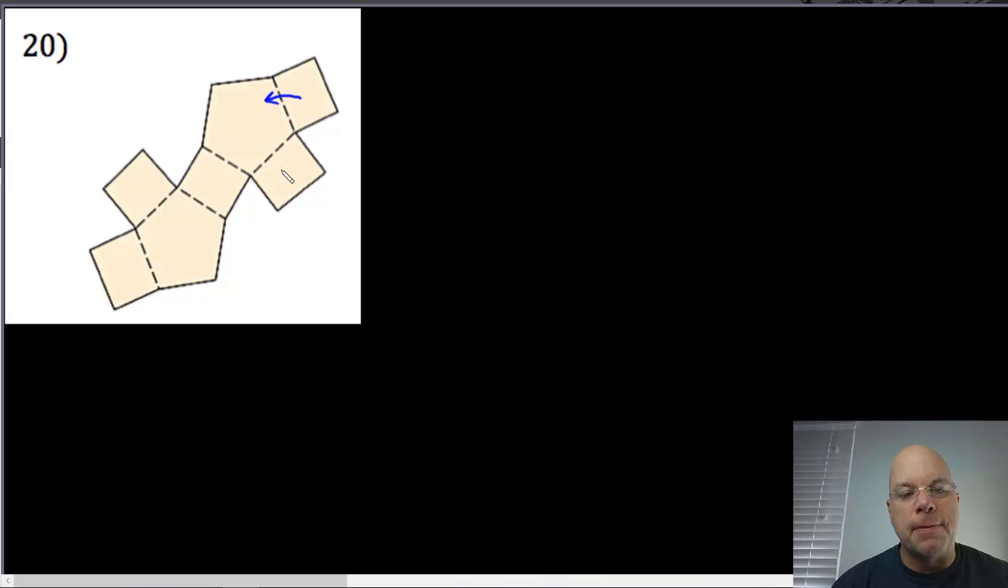Imagine if you folded up these rectangular faces and tried to create a polyhedron from this net. What polyhedron would you have? Would you have a prism? Would you have a pyramid? If you have a pyramid, what's the shape of the base? If you have a prism, what's the shape of the base? And then name it accordingly. So try to do that during the pause and come back and see how you did.